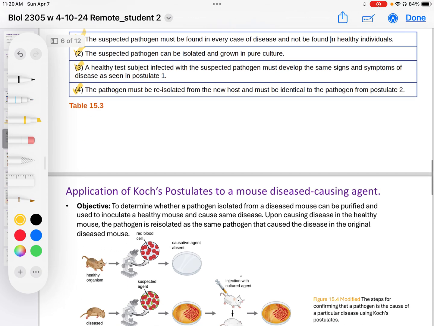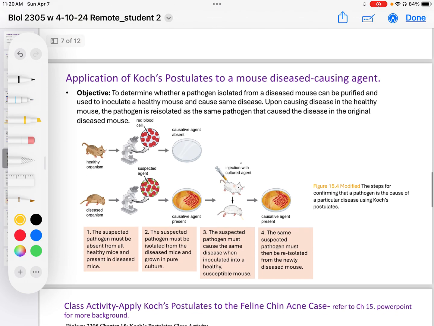So using these postulates, how can we apply them to a potential disease-causing agent in a mouse? First, the objective here is to determine whether a pathogen isolated from a diseased mouse can be purified and used to inoculate a healthy mouse and cause the same disease. Upon causing the same disease in the healthy mouse, the pathogen is re-isolated as the same pathogen that caused the disease in the original diseased mouse. So if we're looking at the postulates as our 1, 2, 3, 4 steps to connect the microbe that causes disease to the diseased animal, we would follow it in this way.